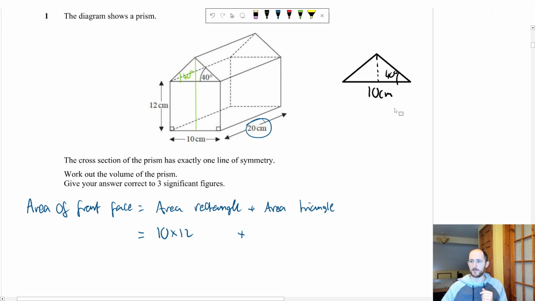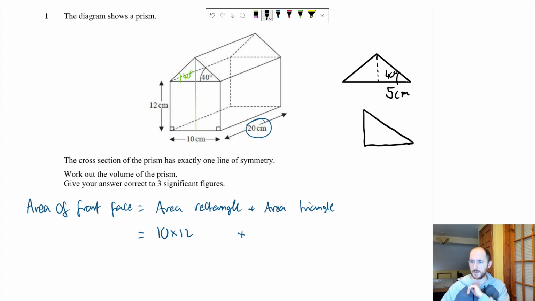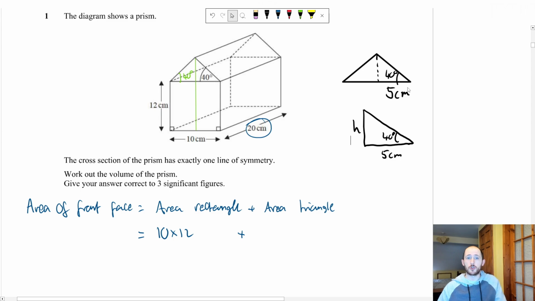So what I'm going to do is get rid of that 10 just for now. And because this is symmetrical, that straight line down cuts the base in half, meaning this here is 5 centimeters. So I actually have a right angled triangle now. 40 degrees, where that is 5 centimeters, and I want to work out the side h. So I'm going to be using trigonometry.